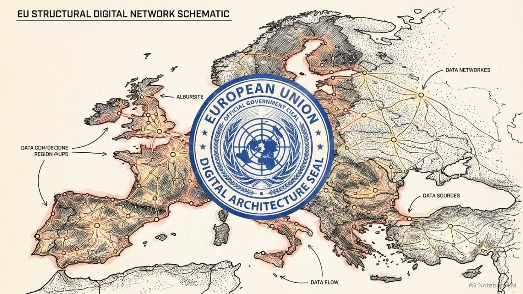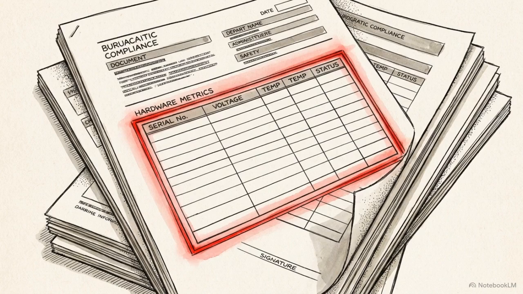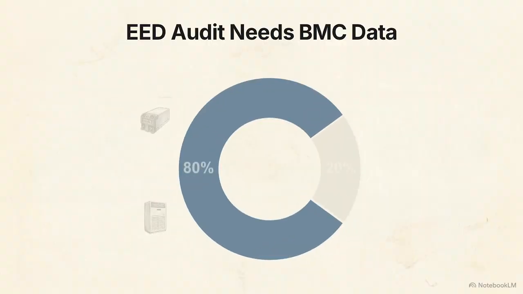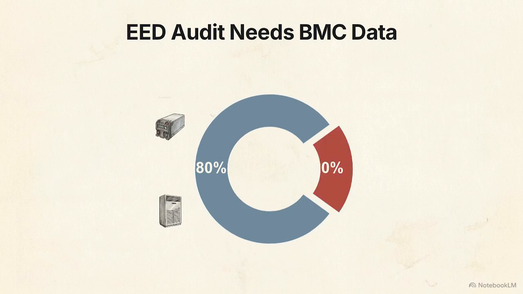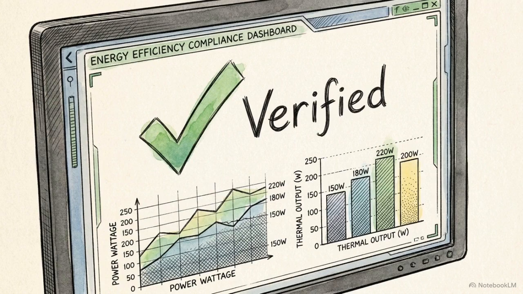The EU Energy Efficiency Directive, or EED, mandates annual reporting for any data center exceeding 500 kilowatts. This document illustrates the required reporting on server utilization and IT equipment efficiency. Facility-level BMS data only captures about 80% of the information needed for an EED audit. The missing 20%, detailed input and output power per supply and voltage drift, resides exclusively in the BMC. BMC telemetry has evolved into a mandatory legal compliance layer for operating high-density facilities in 2026.